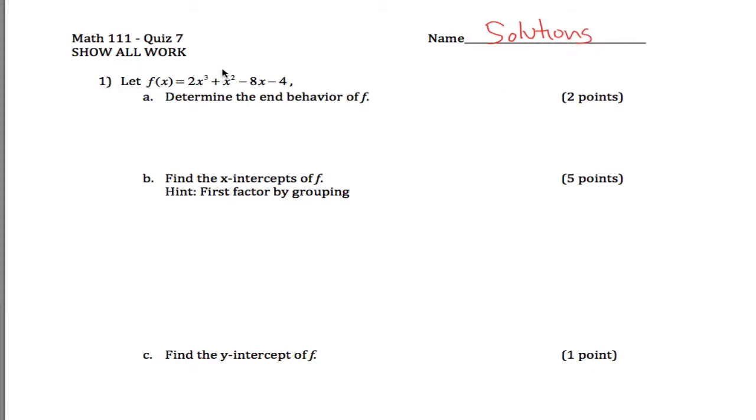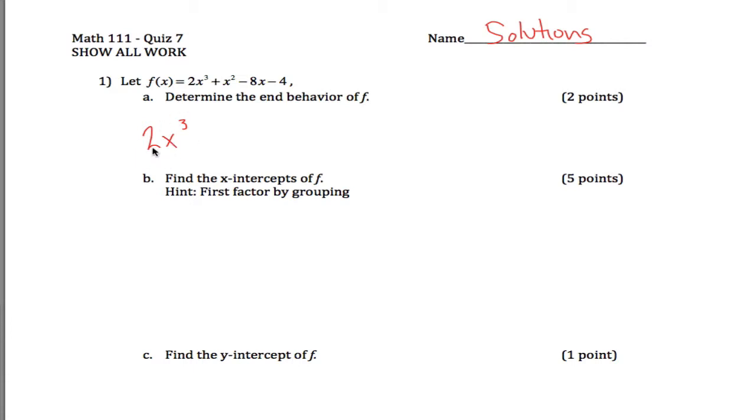All right, here are solutions to quiz 7 for Math 111. We're given this polynomial and told to determine its end behavior. The end behavior from this polynomial can be found just by looking at the end behavior of the term of highest degree, in this case 2x cubed.